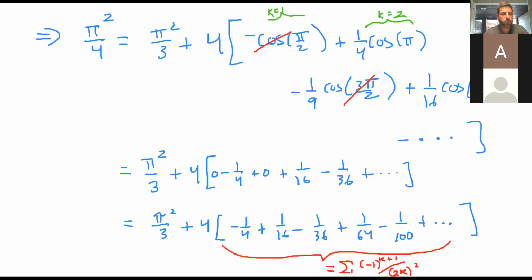Does anybody have a question? Why is it k plus 1 on the top? So because we want the first, it shouldn't be k plus 1 on top. We want the first term to be minus. You're correct. My apologies. It should just be k.